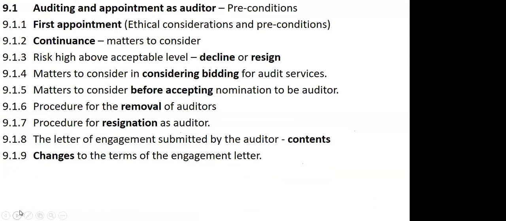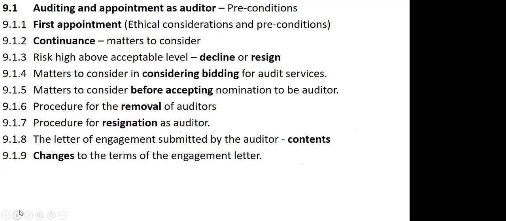Should not accept appointment. Let's be very, very clear again in terms of the use of the terms decline or resign. So when you are being appointed auditors for the first time and the preconditions do not exist, then the auditors should decline the appointment. They should say, no, we cannot be your auditors.